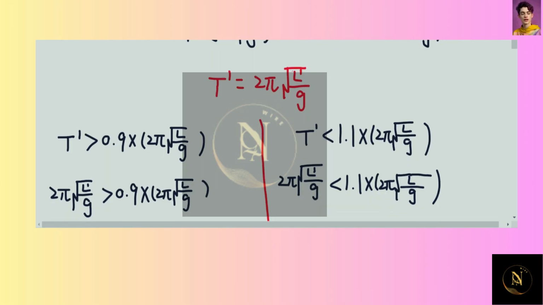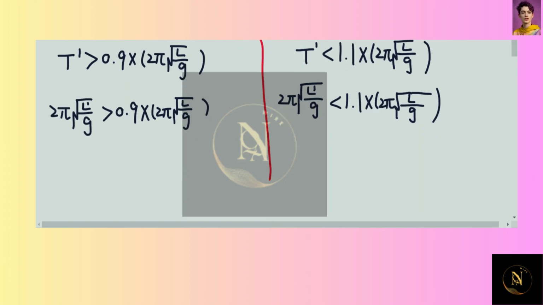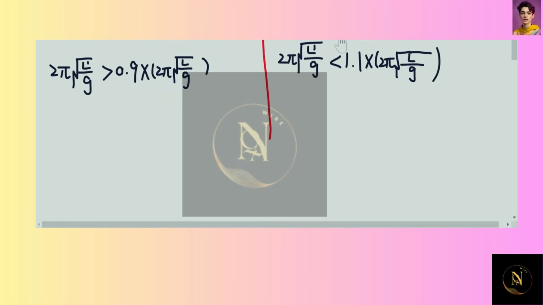So let's do it separately. We have T prime is bigger than 0.9 times 2 pi times the square root of L over g. So we have 2 pi times the square root of L prime over g is greater than 0.9 times 2 pi times the square root of L over g. As you can tell, 2 pi can be cancelled out, and g can be cancelled out. So we have the square root of L prime is greater than 0.9 times the square root of L. If we square each side, we have L prime is greater than 0.81 L.